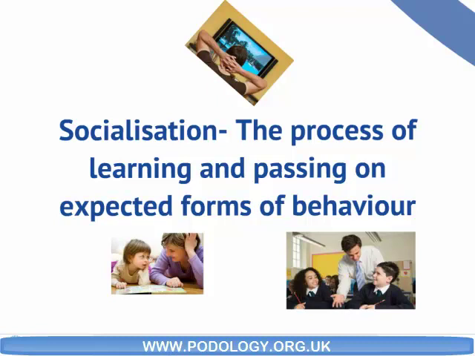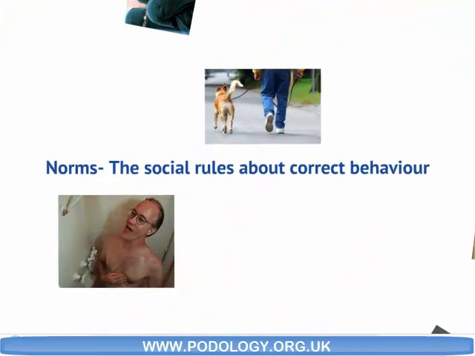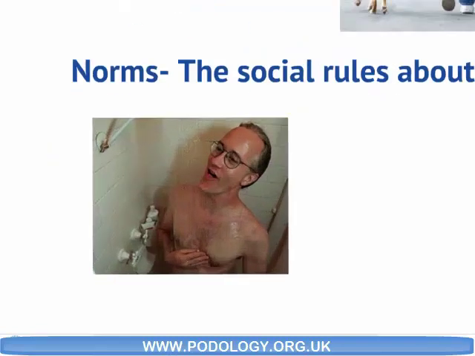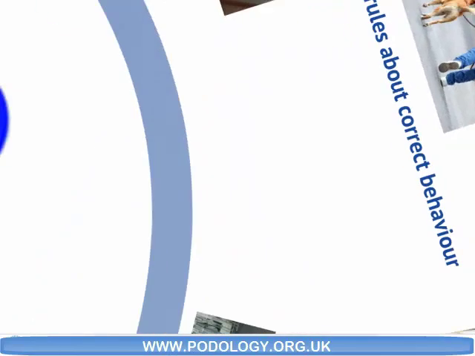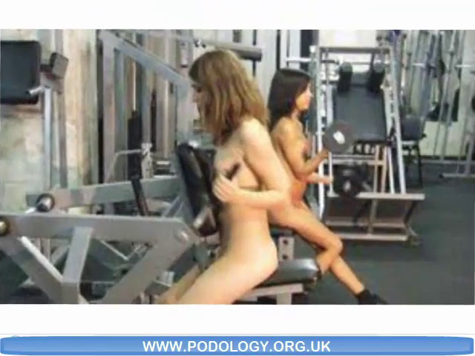What socialization also teaches you is norms, and norms is the social rules about the correct form of behaviour in any given situation. So for example, it's a norm to be naked in the shower, but it isn't a norm to be naked when you go to the gym. What we're doing here is taking the same behaviour, nudity, but it can be very different in two different situations. One it's a norm and one it isn't.